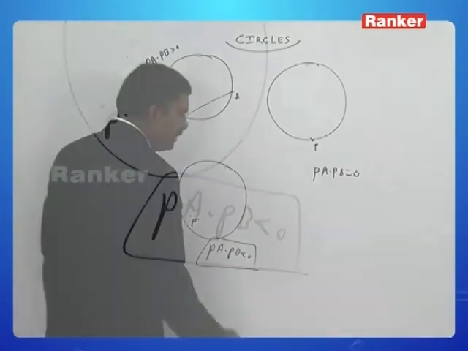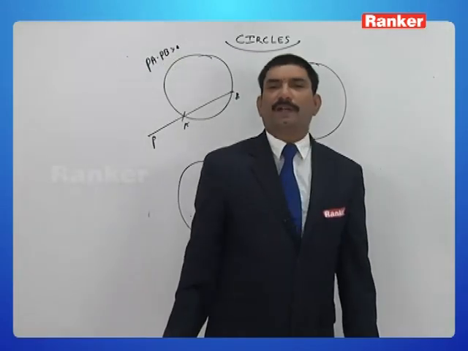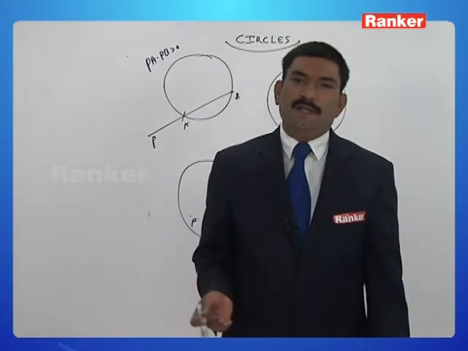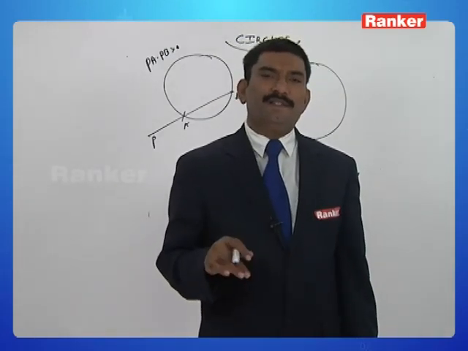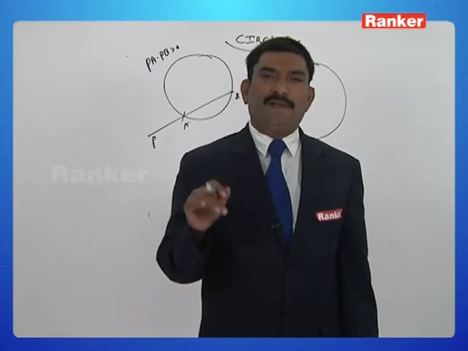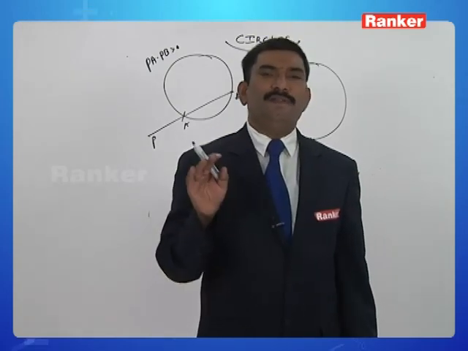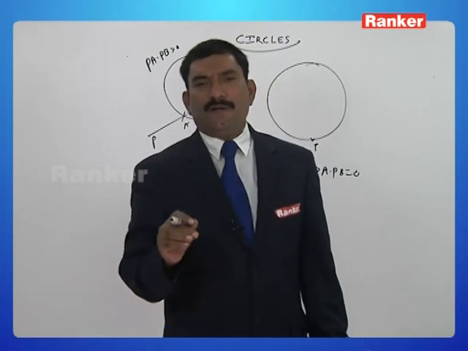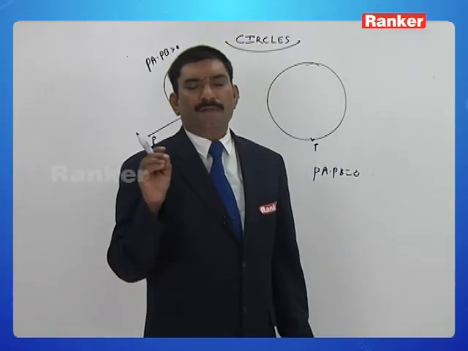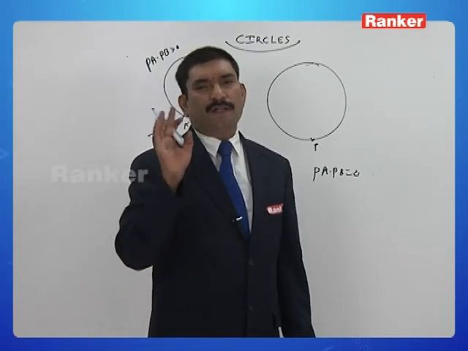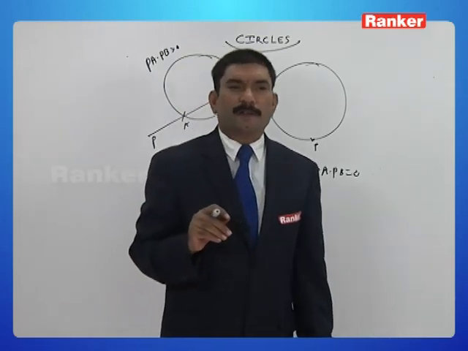It depends upon the position of the points. When P is outside, PA into PB is greater than 0. Inside, PA into PB is less than 0. When the point is on the circle, PA into PB is equal to 0. Yes, we come across the position of a point P with respect to the circle, right?